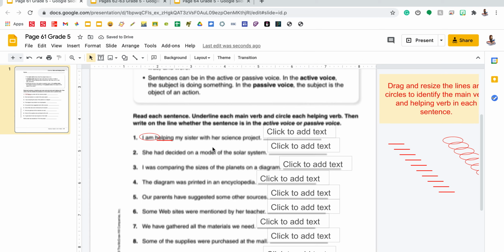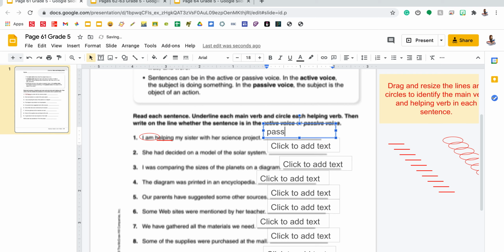Now, because the subject is doing something, I am doing something, this is in passive voice. I'm sorry, active voice. Let's look at number two. Number two says, she had decided on a model of the solar system.